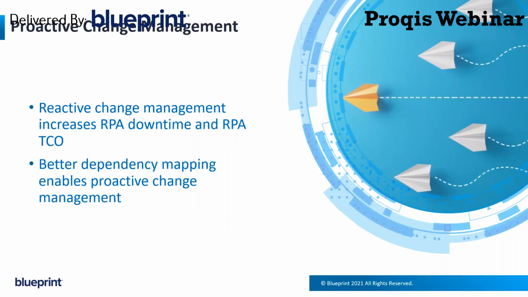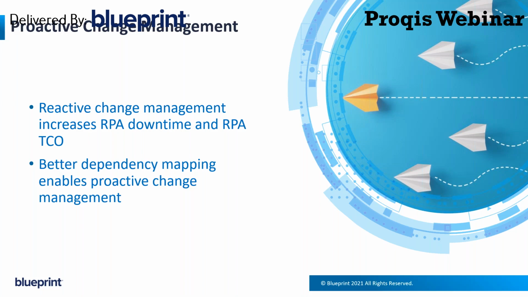Which brings us to our next point. Change is a constant in any organization and industry. Many RPA programs are still managing change in a reactive manner. Now, what I mean by this is that there's no preventative action. Corrective action is only triggered when bots throw errors. This type of reactive approach only increases the RPA downtime, and it really drives up that total cost of ownership.